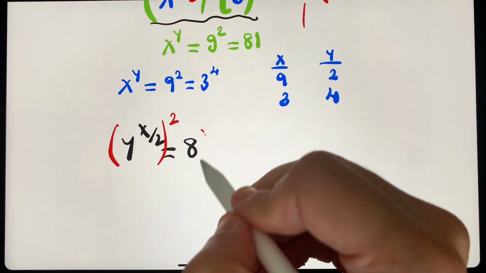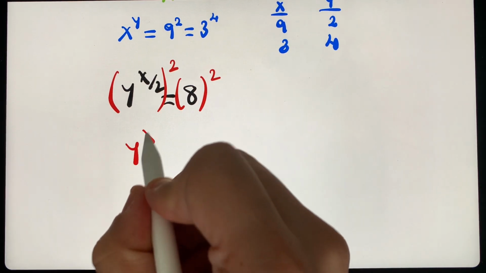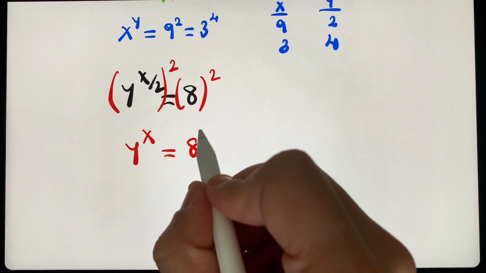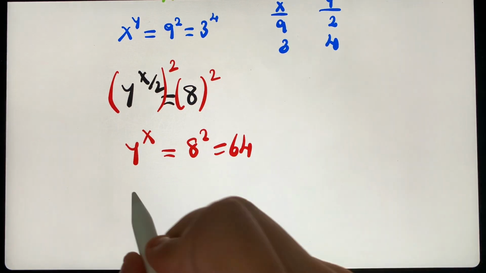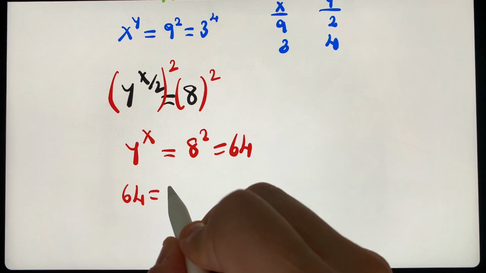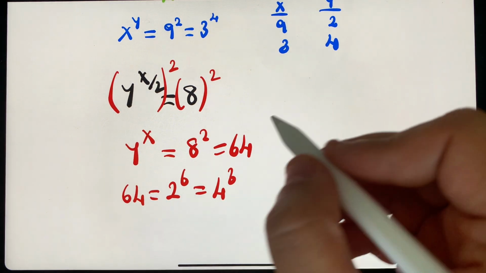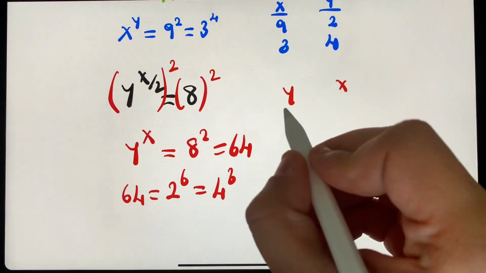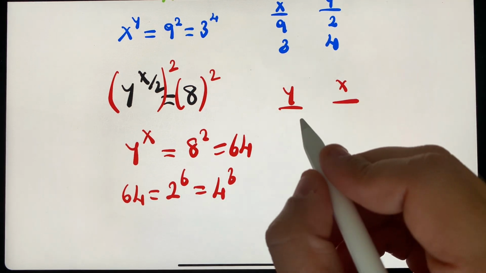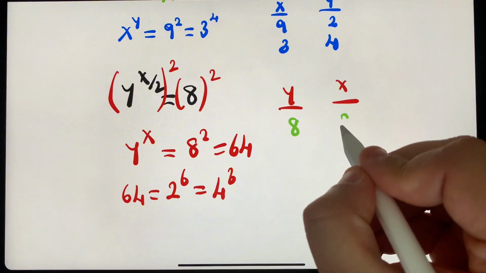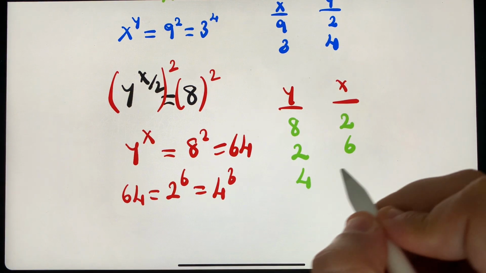With the same logic on both sides, what am I doing again? I take the square. When I square, the expression y to the x is 8 squared, so 64 will come. Of course, here it is 64. How can I get it? I'm thinking again. I can write it as 2 to the 6, or as 4 to the 3. Look here, these are the y and x values. In this case, what happened? 8 to the 2, 2 to the 6, 4 to the 3.